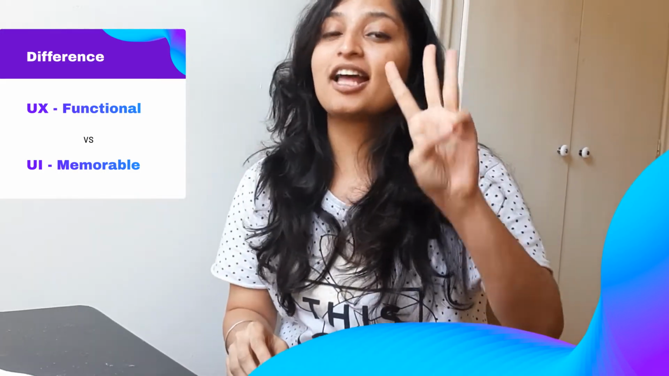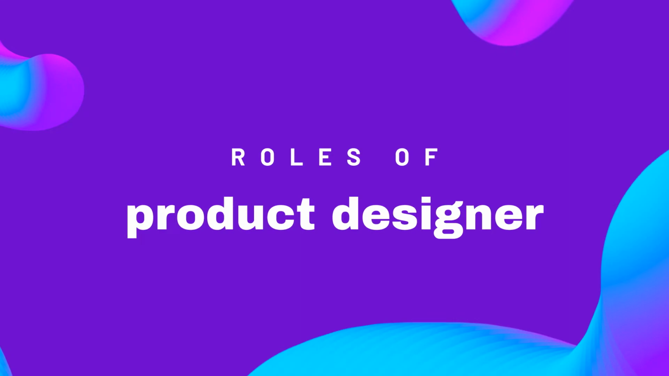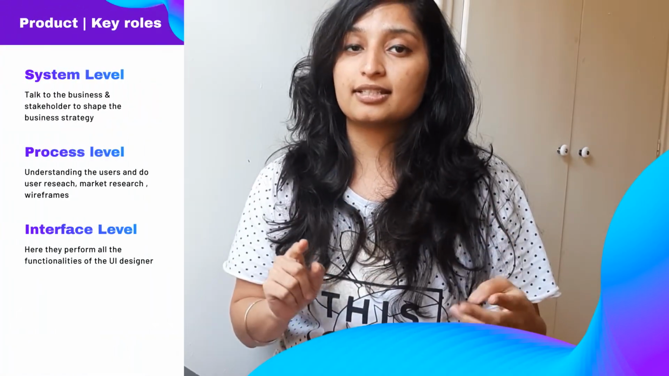Now the third and the major aspect of this is a product designer. Now, a product designer is basically a combination of UX and UI, and we are going to talk about 3 different levels of product design. First is system design, second is process design, and third is interface design.